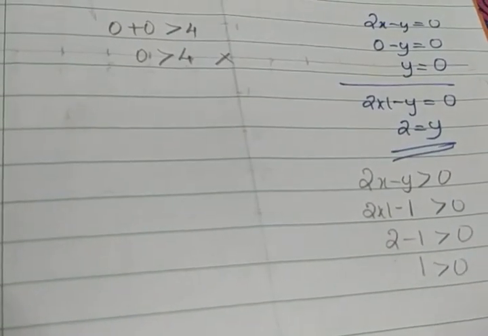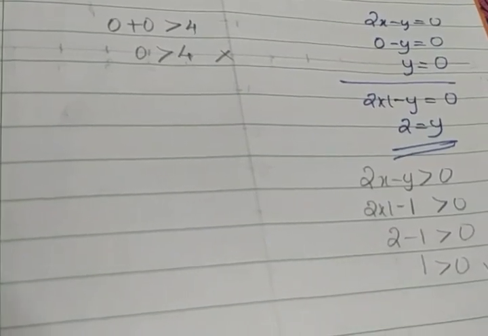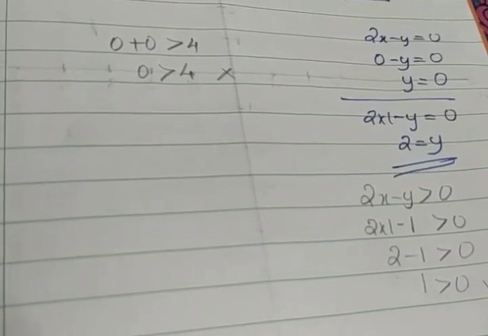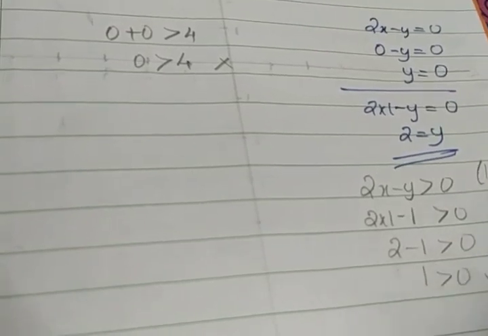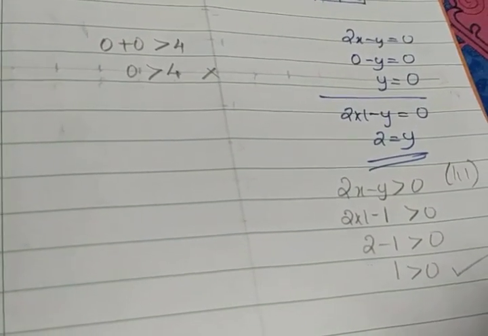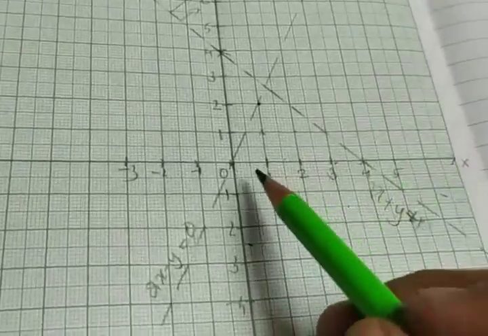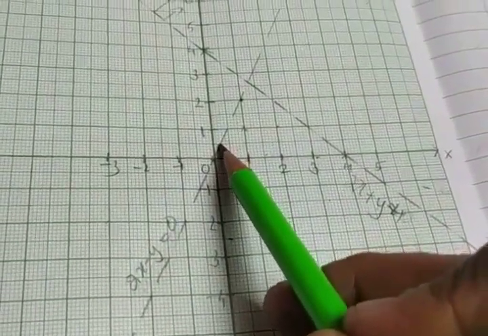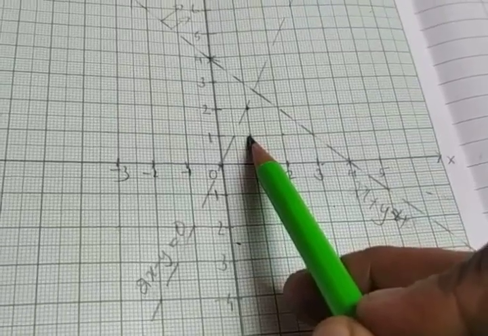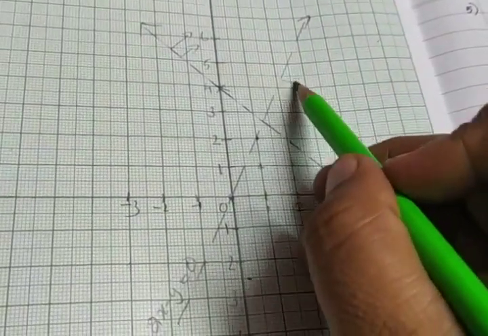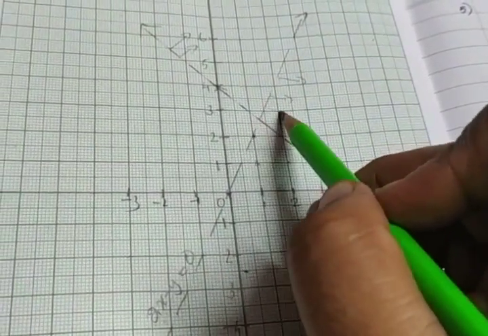Is this inequality correct or wrong? This inequality is correct, isn't it? So the solution region is the region in which 1, 1 lies, for 2x minus y greater than 0. As far as this line is considered, 1, 1 lies below the line. So which will be the solution? The solution will be the region below the line.